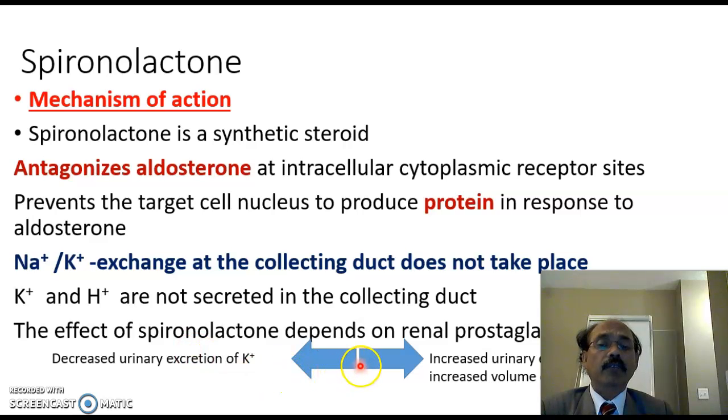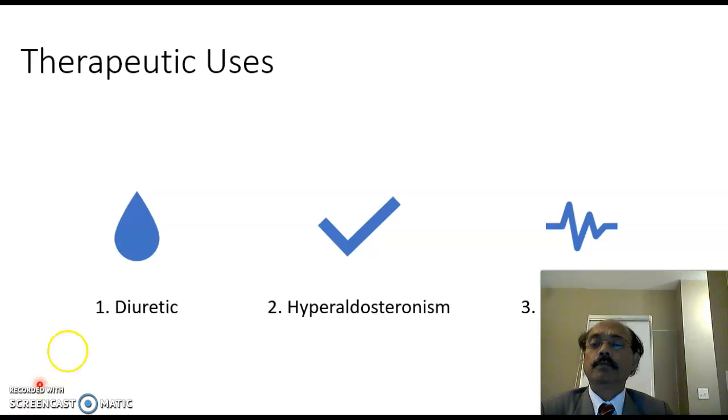So what are the effects? It increases urinary excretion of sodium and increases the volume of urine, and it is a diuretic. It decreases urinary excretion of potassium. What are the therapeutic uses? It is a diuretic. It is not as strong as the loop diuretic, but it is still a good diuretic.